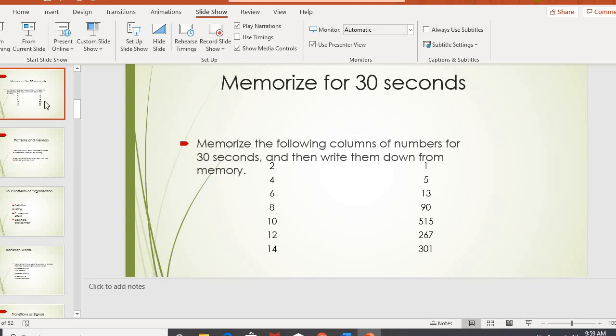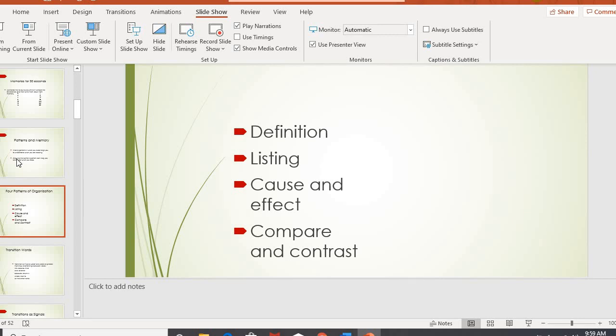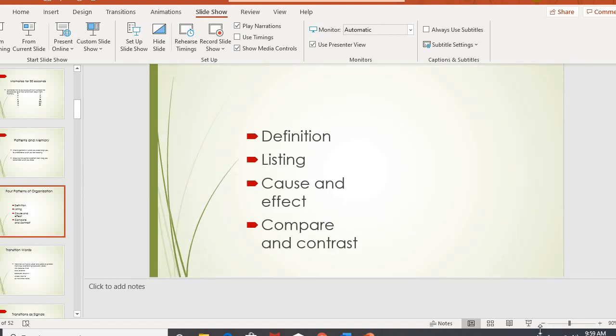That's the same thing with our memory with words. Finding patterns in what we read helps us understand what we are reading. So knowing the author's pattern can help us. So we're going to break this up a little bit. The first patterns we're going to talk about are definition, listing, cause and effect, and compare and contrast. So I'm going to go through each of these.